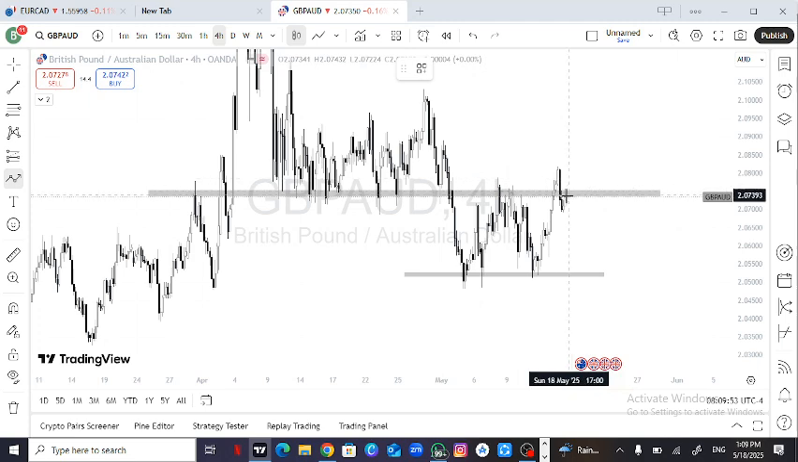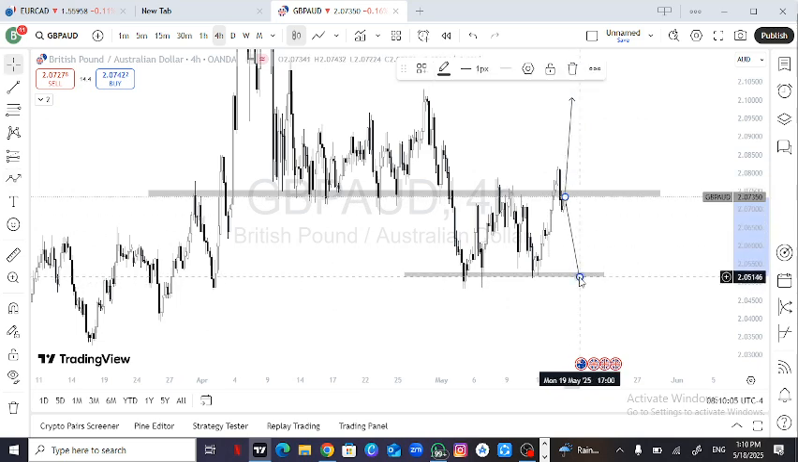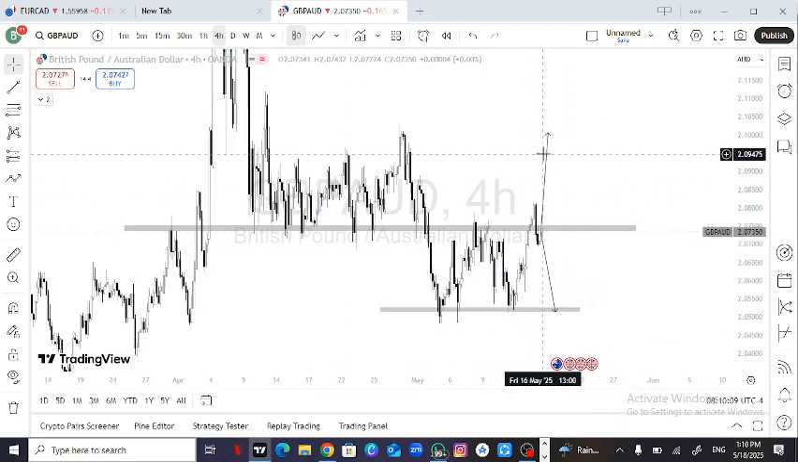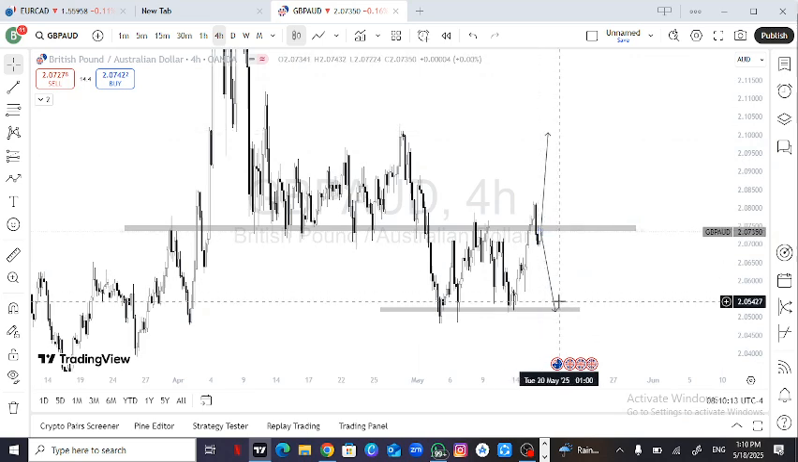I'll be waiting for either a breakout here, where market should push upward, or a retest at this point, where market should push downward. So let's expect something like this inside of these two: a breakout here and continue pushing upward, or a retest and continue pushing downward. This is my bias for GBPAUD.